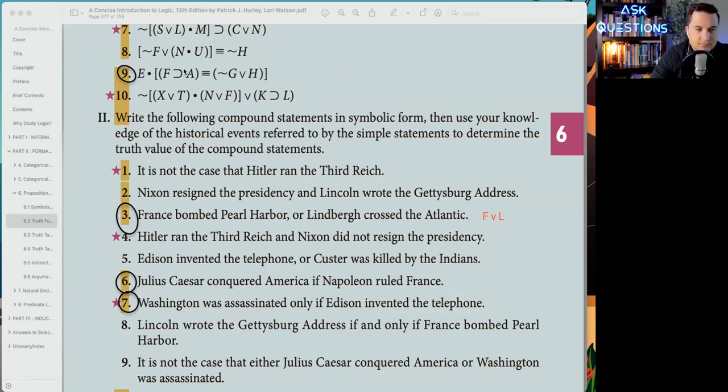Well, so here we're just going to use our knowledge of history. So France bombed Pearl Harbor. That's false, right? So it was us, if you will, the United States. So this F is false, so that's appropriate. And Lindbergh crossed the Atlantic. So this will be a good test. A lot of you might not know this off the top of your head, and even I think that's right. I think Lindbergh was the first person to cross the Atlantic in an airplane, without stopping on an island or something to get fuel. But let's say that you didn't know.